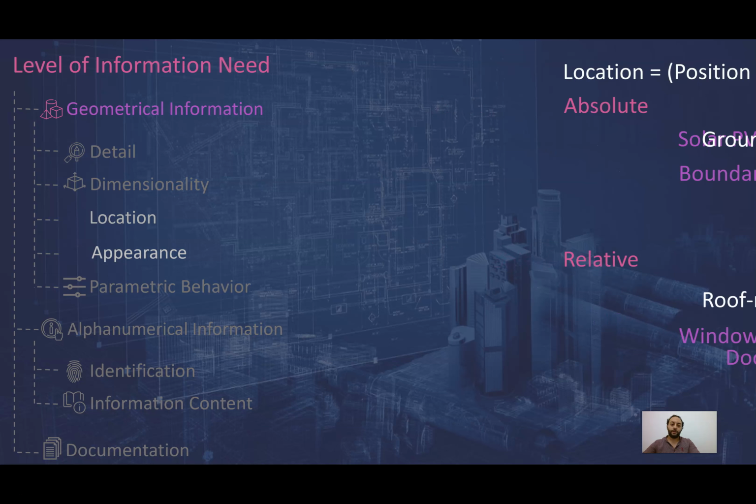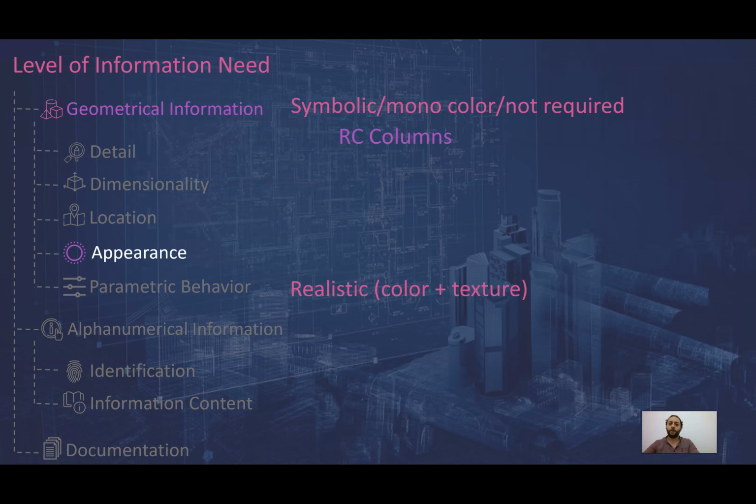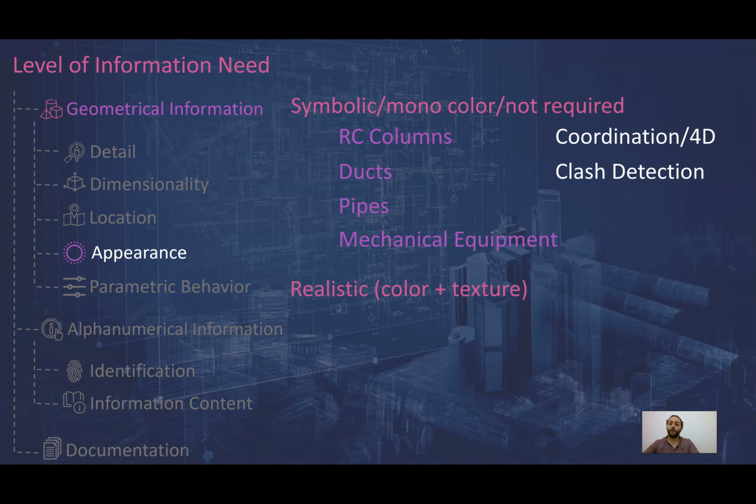The fourth thing that we should consider is the appearance. The appearance could be symbolic, monocolor, or even not required, and it could be realistic, colors plus textures. As an example, RC columns, ducts, pipes, mechanical equipment, all of these elements we need as monocolor, with no need for realistic color or texture, for coordination purposes, 4D, clash detection, and engineering analysis.